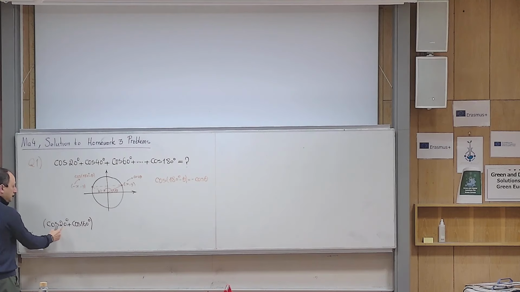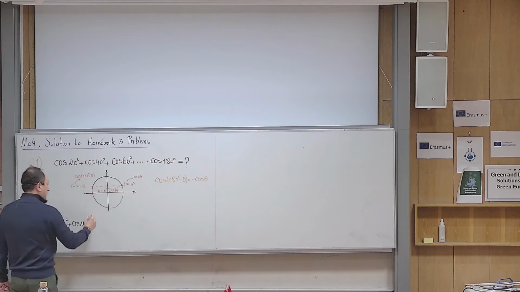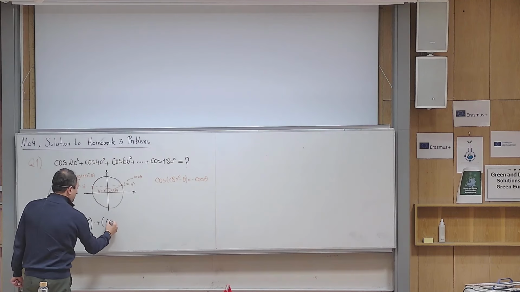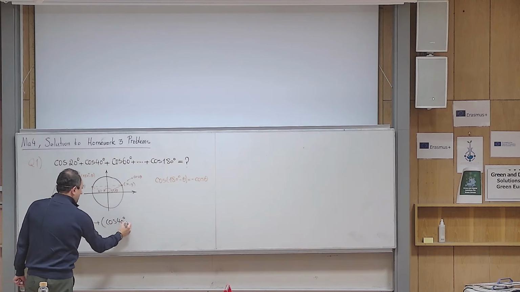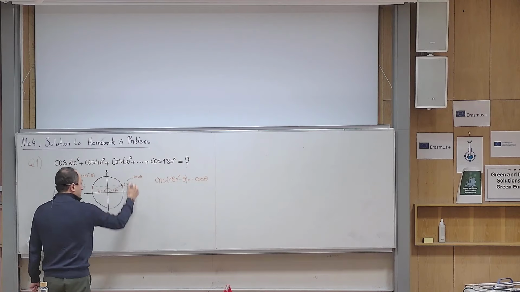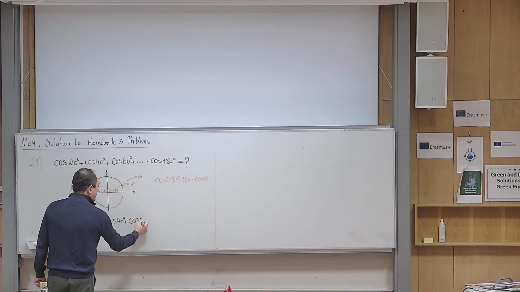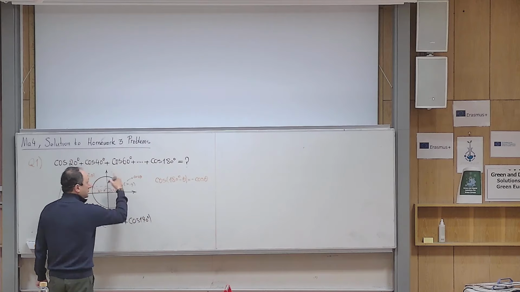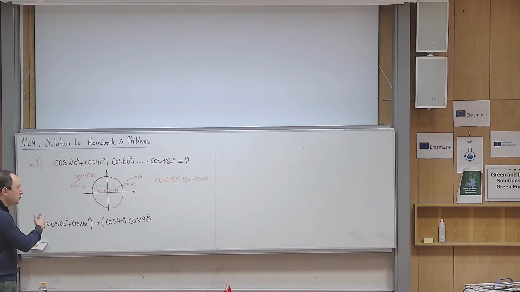Why is this good? Because 20 degrees and 160 degrees are supplementary, and I don't know this number, I don't know this number, but I know that these are opposite. If they are opposite, when I add them up, it becomes 0. So that is the idea. For example, cosine 40 degrees, I take cosine 40 degrees from this list and combine it with cosine of 140 degrees, which is also in this list. Yes, because I am going up 20 degrees every time.